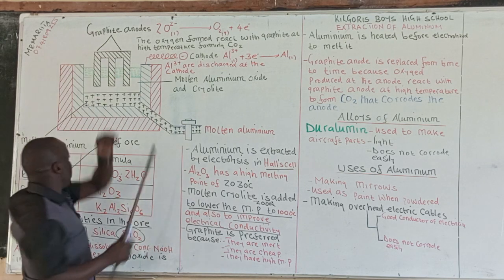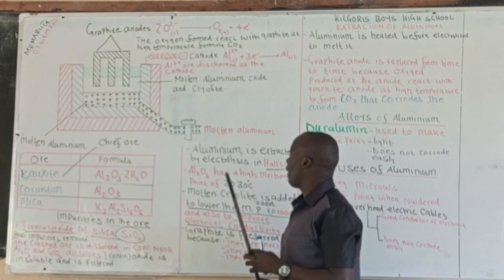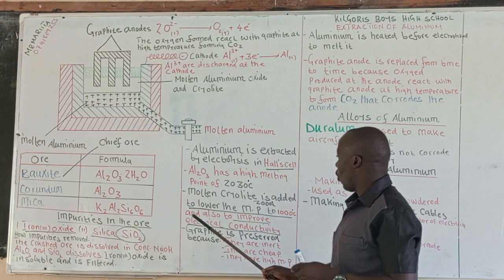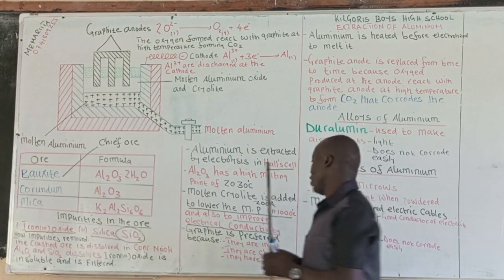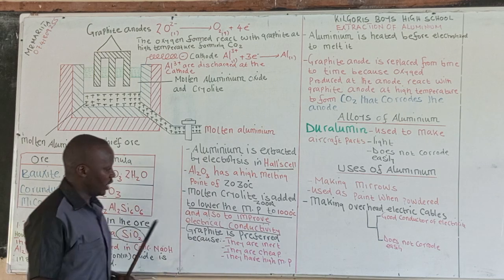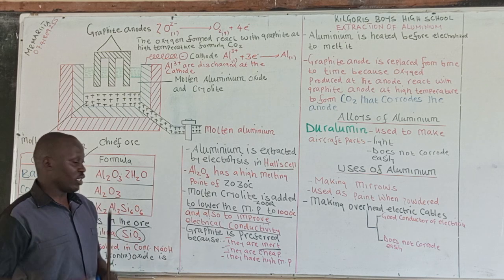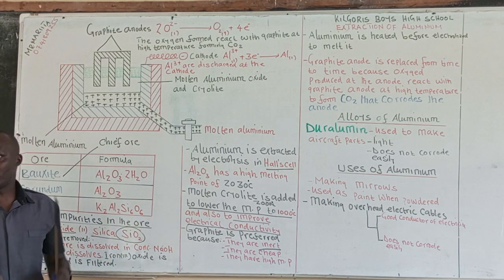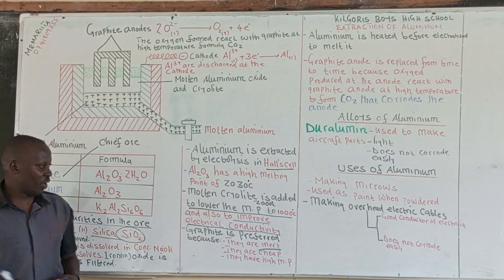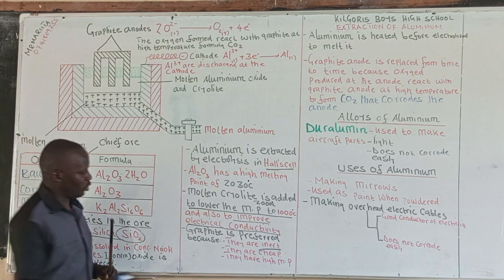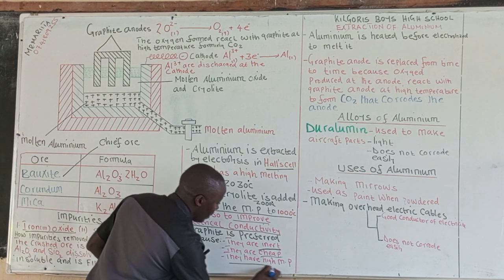Now, as you can look at this diagram, we have the graphite, which is used as the anode. Why do we prefer using graphite as the anode? The reason is that graphite is inert. Inert means that it does not react, it does not combine with chlorine or with oxygen. That's why it is preferred. Another reason graphite is preferred is that it is cheap, readily available, and also has a high melting point.